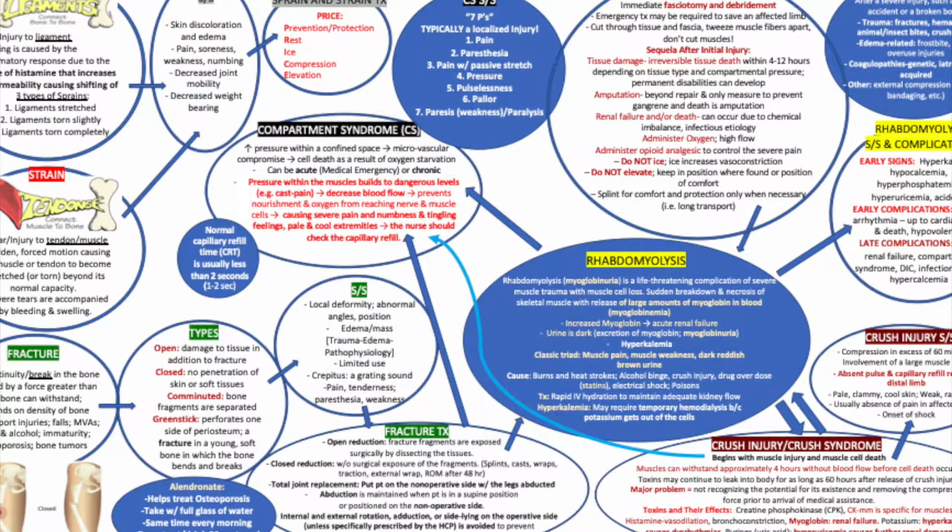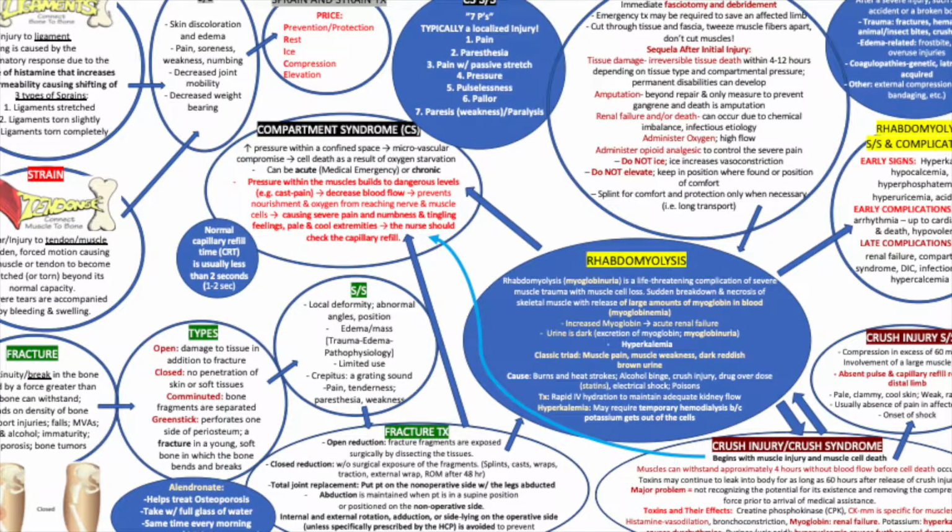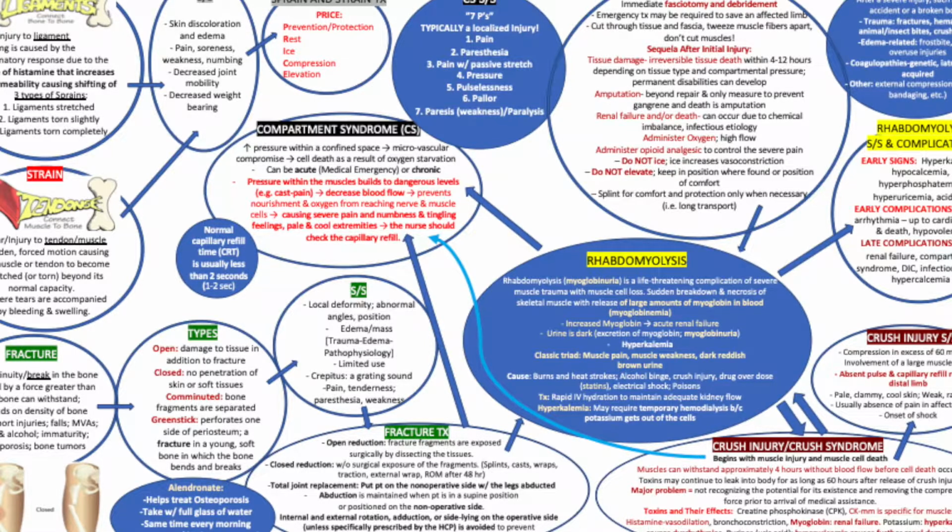The third P of the 7 Ps is pain with passive stretch. You can have severe pain when muscles in the affected compartment are stretched. The fourth P is pressure, where you can have palpable tenseness in the affected compartment. It feels really tight and sometimes even warm.